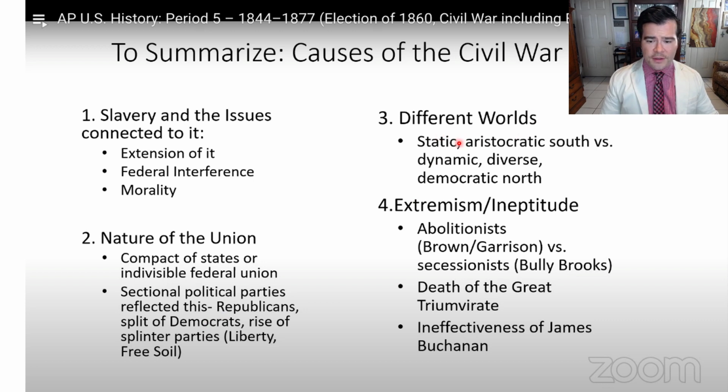Different economies, right? The aristocratic South depended on plantation labor. The North doesn't need slave labor because it has factories. We have extremism on both sides. Abolitionists and secessionists like Bully Brooks, who beat that guy up in the picture back there. He wanted to break away. The president was also horrible. James Buchanan. He was the president before Lincoln. He just didn't do anything to avoid the Civil War, guys. So sometimes bad leaders can lead to horrible problems.